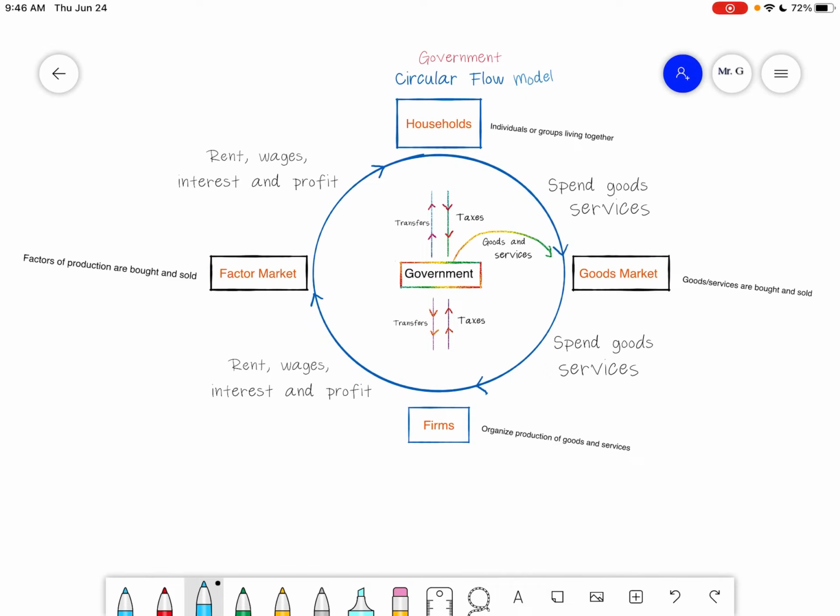All right, so that was how the government is handled in a circular flow model. In the next video, we'll look at the circular flow model on an international basis.